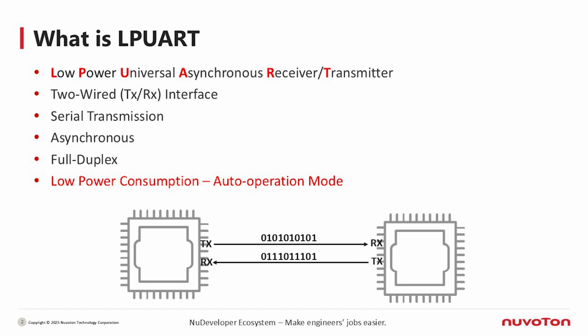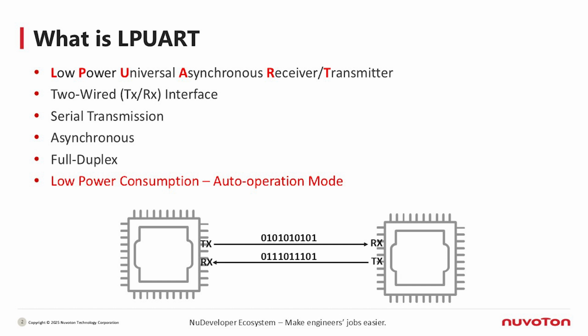Low Power UART uses only two lines, transmitter, TX, and receiver, RX, to communicate between devices. Data is transmitted in bytes and does not require an additional clock line. Therefore, Low Power UART provides full duplex and asynchronous serial communication.